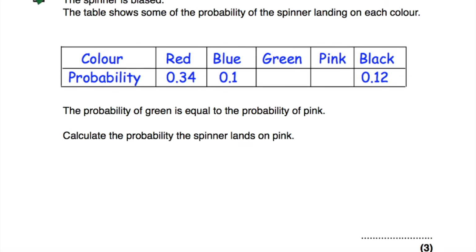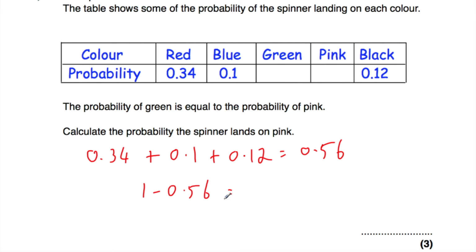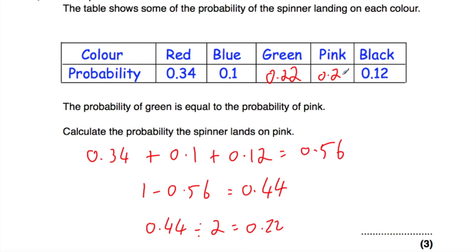So let's do that. So let's add together the probabilities, 0.34 plus 0.1 plus 0.12, and that's equal to 0.56. And then let's take this away from 1. So 1 take away 0.56 is equal to 0.44. So that means the probability that the spinner lands on green or pink is 0.44. If we now half that, so 0.44 divided by 2, that's equal to 0.22. So that means that this probability must be 0.22, and this probability, the one we're looking for, must also be equal to 0.22. So 0.22, and that's it.